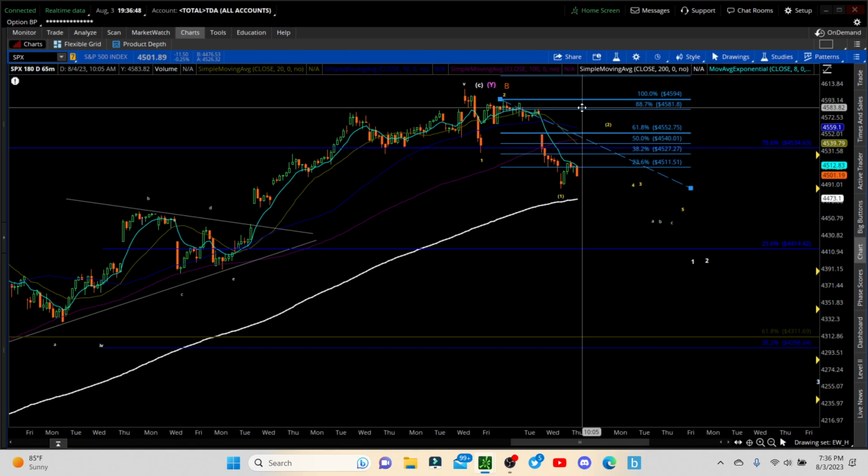What's next? Okay, so we want to be looking for this 3 wave. See if we hit another low, or what I think is more probable is that we started our bounce already and we're looking to short in these areas. If we get above, it's bullish.